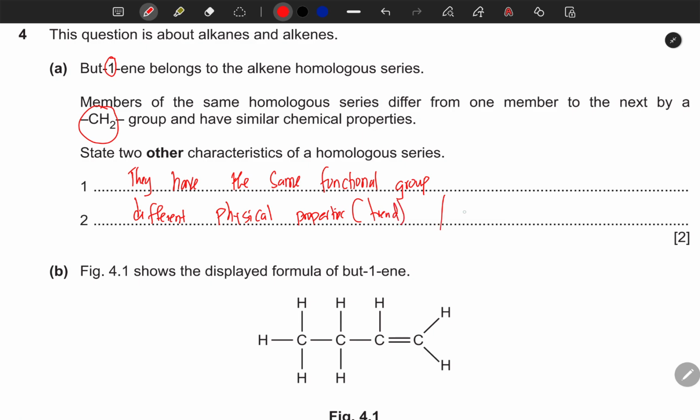Another one we can put is that they have the same general formula. For example, all alkenes, you are going to find that they have this same general formula. So that's the general formula we're talking about.